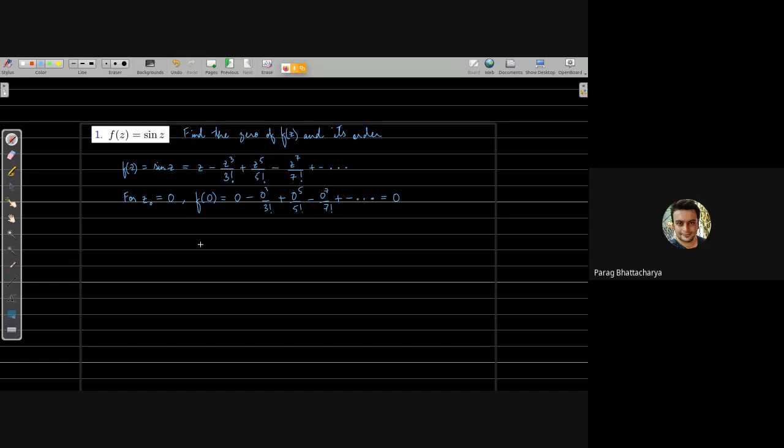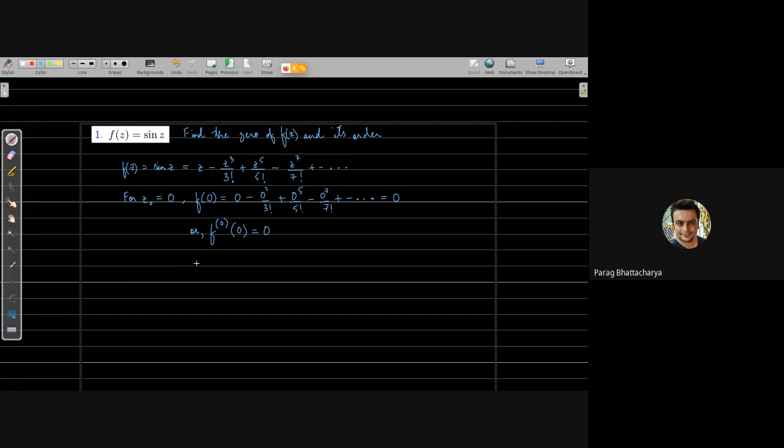The function itself, f of zero, is nothing but the zeroth derivative, because the zeroth derivative of a function is the function itself. So we can say this is zero. The zeroth derivative of the function at z naught equal to zero is zero itself. Okay. Now, what about f1?